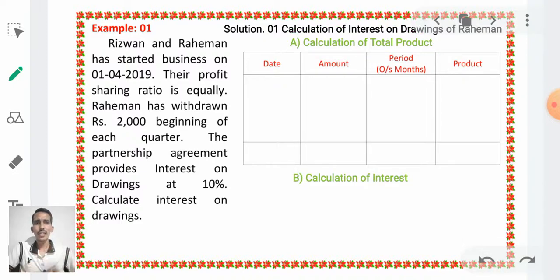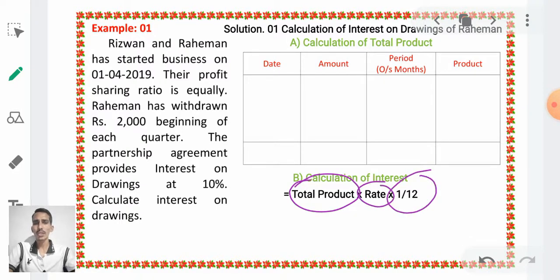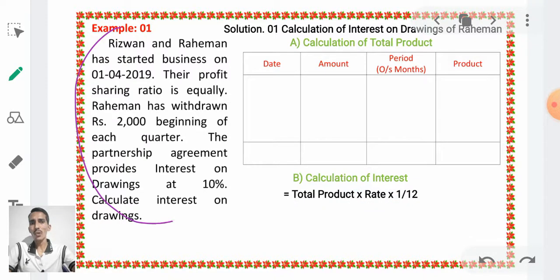Why do we need to calculate the total product? Because in the formula it is given that if we want to solve the problem, we need total product. It is the formula. Afterwards, rate of interest. Afterwards, 1/12. Let us see, nowhere is the total product mentioned. In the problem the total product is not given. Then we have to find it. How do we have to find it?